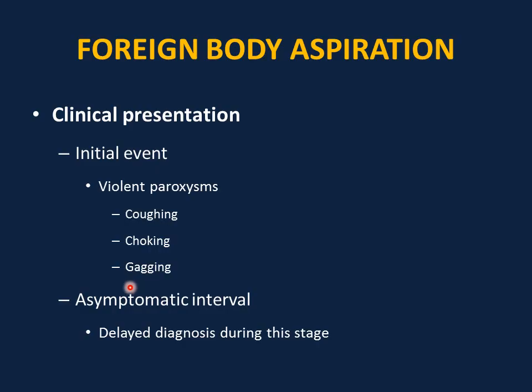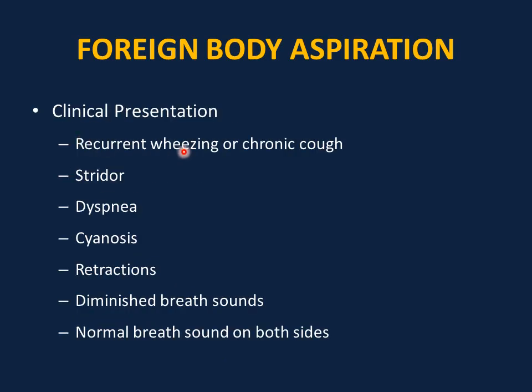Then the child may go through the asymptomatic interval, and this is the misleading time for the clinician and everybody, because the child doesn't have any symptom. The child with foreign body aspiration may present with recurrent wheezing or chronic cough, and actually may be treated as a case of asthma. But your key here is that the child will present again with recurrent wheezing despite the appropriate treatment. So you should consider foreign body in this case.